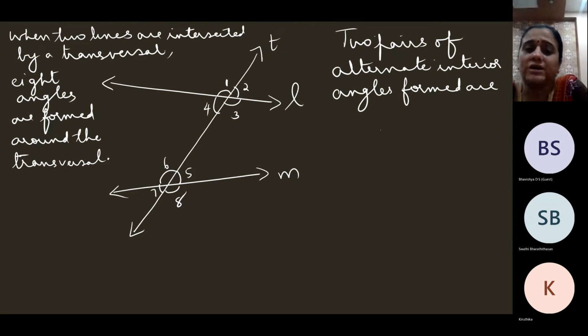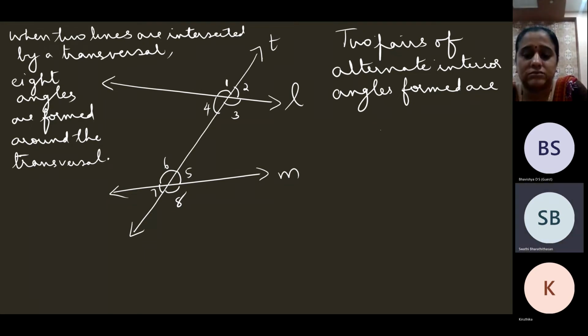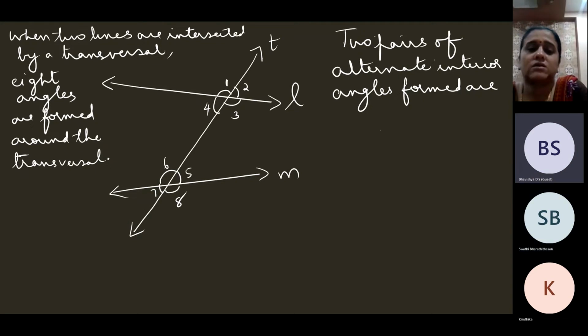Now alternate angles lie on either side. Now tell me the angles that lie to the left of the transversal. Angle 1, angle 4, angle 6, and angle 7. Correct. So angle 1, angle 4, angle 6, and angle 7 lie to the left of the transversal. And the remaining angles, angle 2, angle 3, angle 5, and angle 8 lie to the right of the transversal.